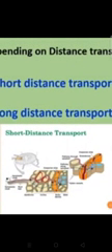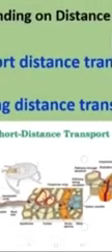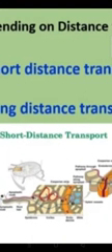Short distance transport, for example, see this picture. These are examples of diffusion. Diffusion means water is transported from higher concentration to lower concentration. So that is called diffusion. So these are short distance transports, and these are not sensitive.